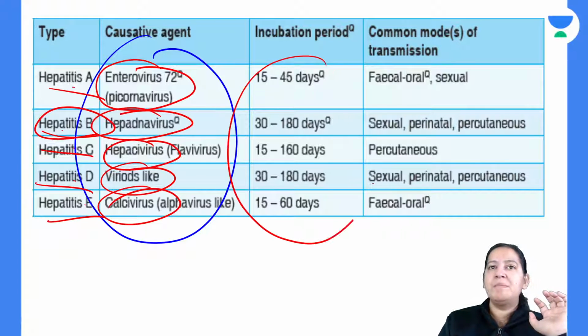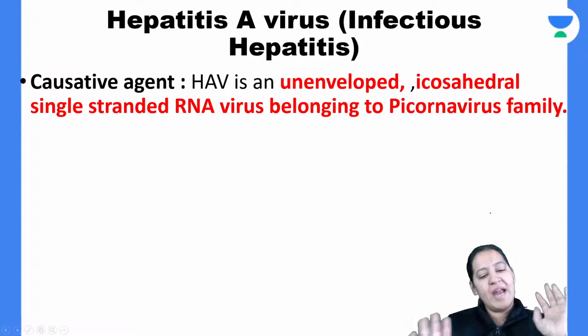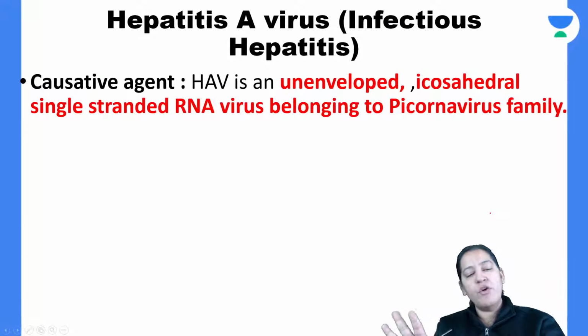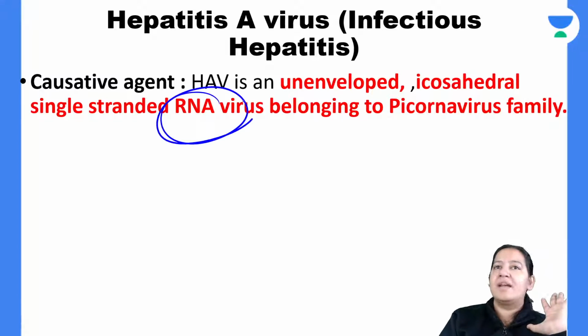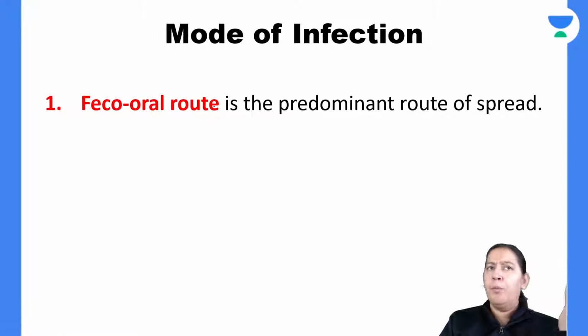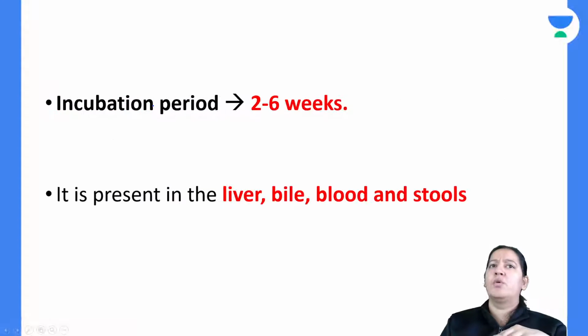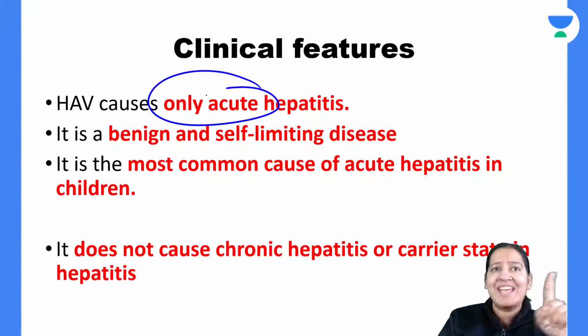These are the incubation periods you have to learn, and the routes I have already taught you. Right. So hepatitis A. Let's see an overview of hepatitis A, then I will move on to B. Hepatitis A is caused by an RNA virus belonging to the Picorna family. We already know it. Mode of infection is fecal-oral. Incubation period is 2 to 6 weeks. It causes only acute, no chronic.